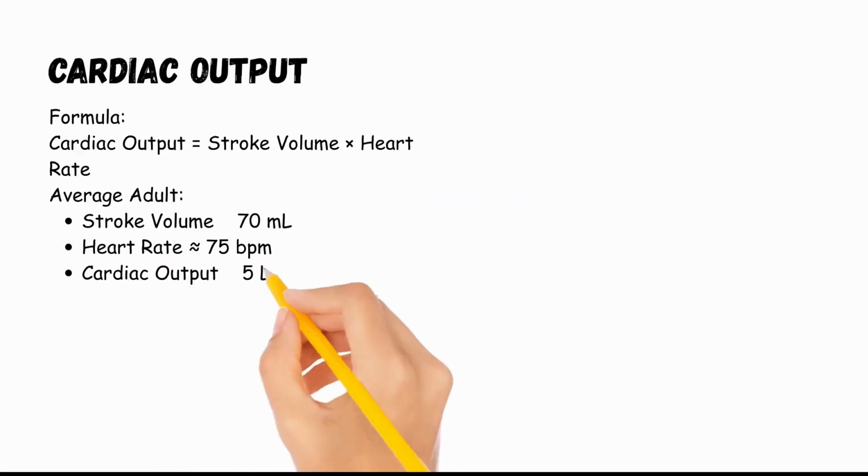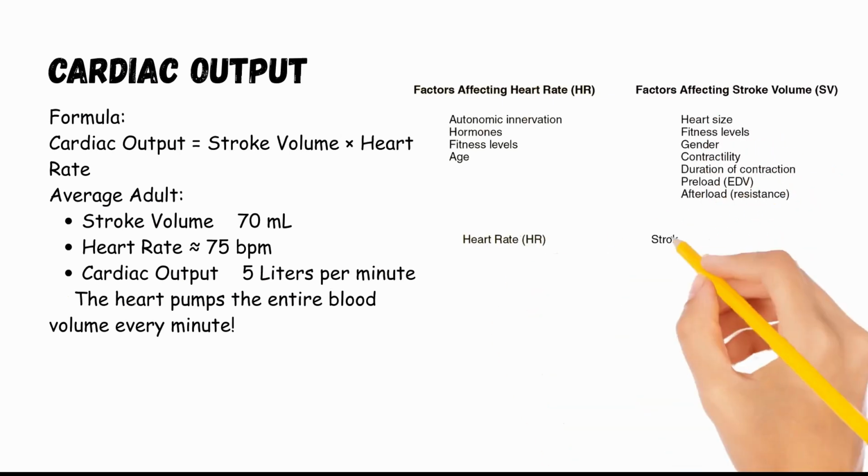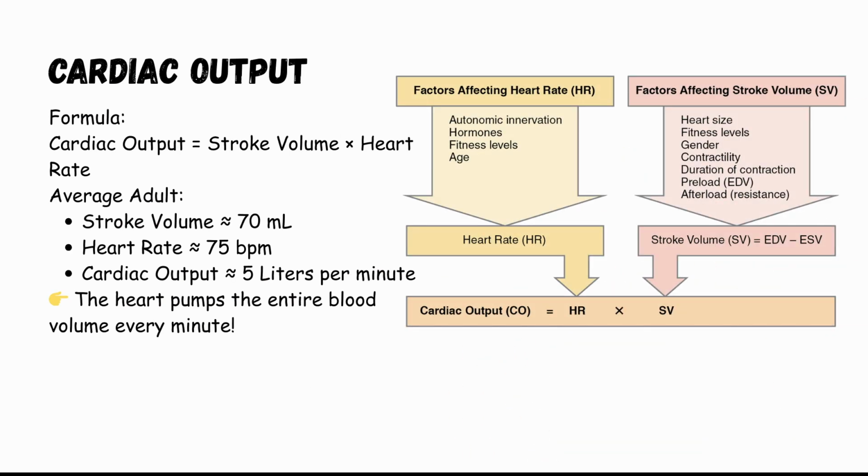Cardiac output is the volume of blood pumped by one ventricle per minute. Formula: cardiac output equals stroke volume times heart rate. Stroke volume is the amount of blood pumped per beat, about 70 milliliters. At 75 beats per minute, 70 times 75 equals approximately 5 liters per minute. This means the heart pumps the entire blood volume of the body every minute. During exercise, cardiac output can increase up to 20 to 25 liters per minute.